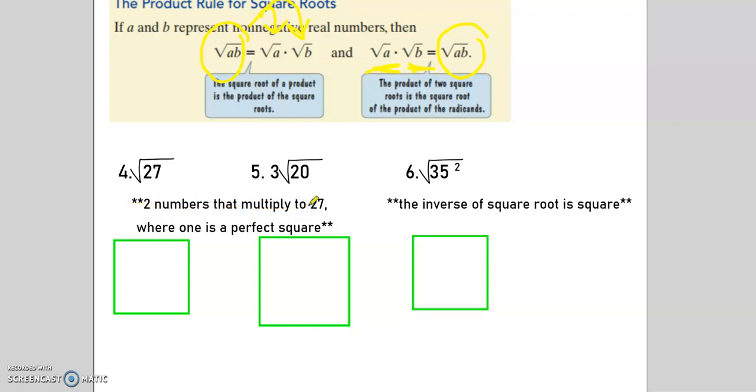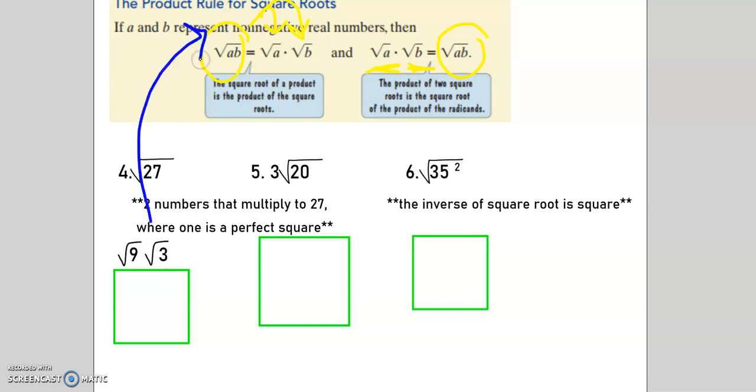Square root of 27. I need to come up with 2 numbers that multiply to 27, where 1 is a perfect square. So 2 numbers that multiply to 27, what I think about a lot is 9 and 3, right? 9 times 3 gives me 27. And here's the direct example of the product rule, right? Taking a number and separating it and writing it with 2 radicals.